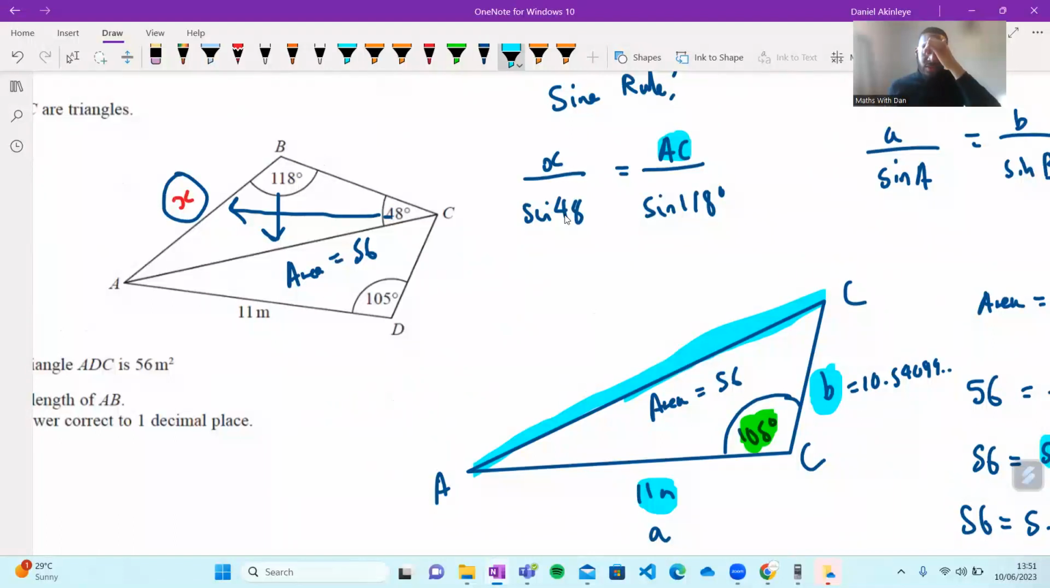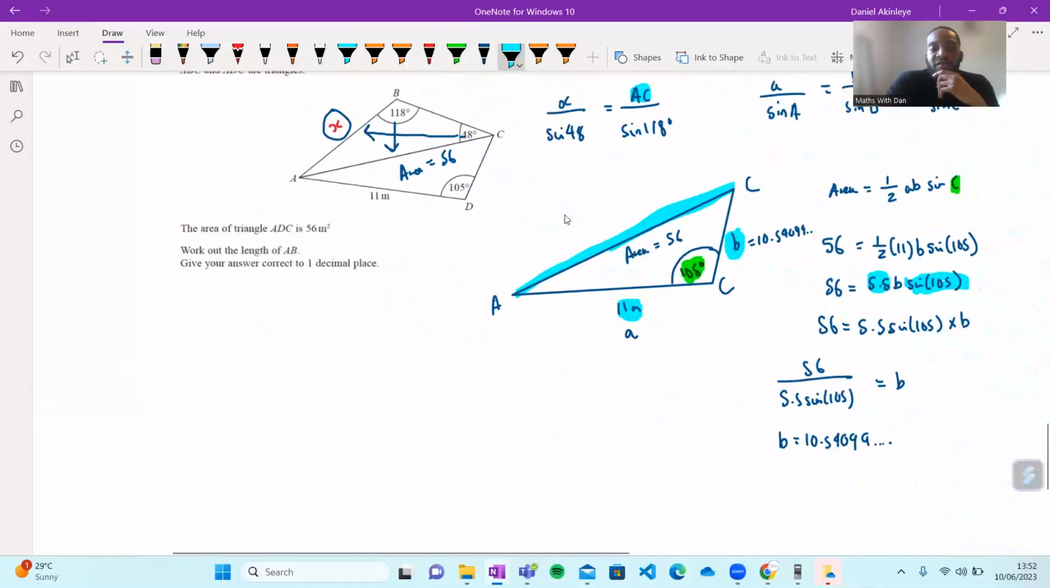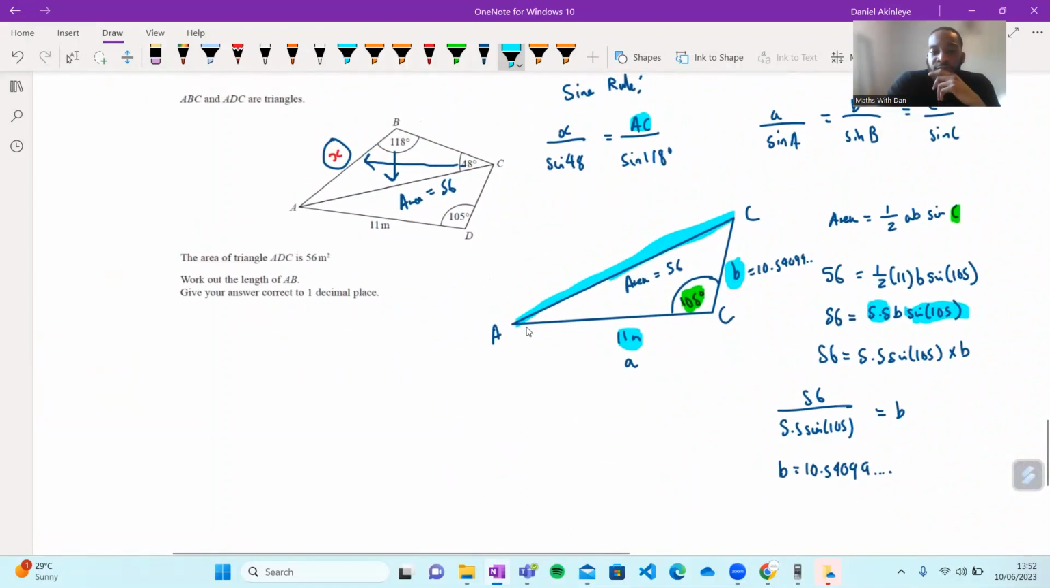Now, we know b is 10.54099, and so on, a is 11, and that angle C is 105. How can I calculate that side A to C? Is there anything else that I can use? Any other rules or methods or formulas in trigonometry?